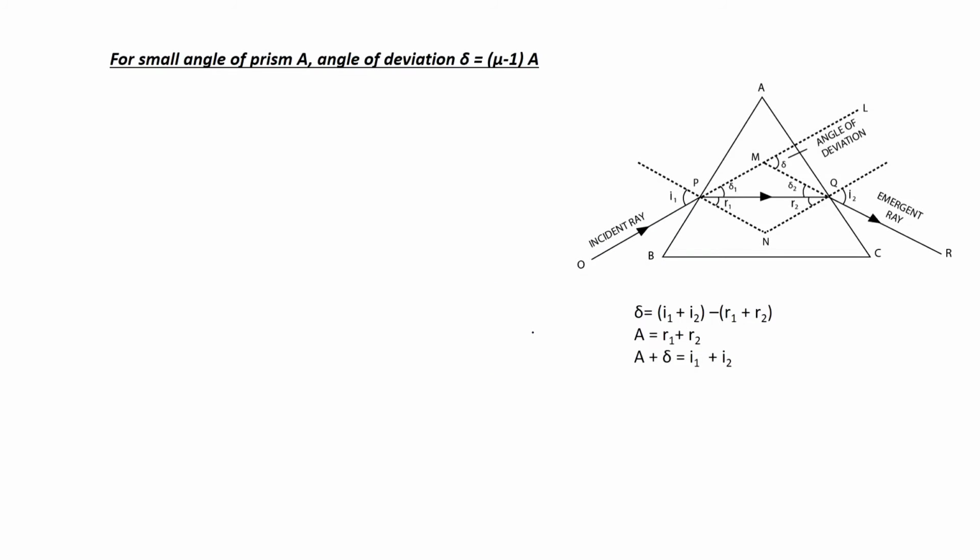I was telling about this. For a small angle of prism, the angle of deviation would be this. How to prove this? The proof will not come in exams, I am just explaining it for your concern. So look at this. Here in this case, mu equals sine I1 by sine R1, and in this case mu equals sine I2 by sine R2.